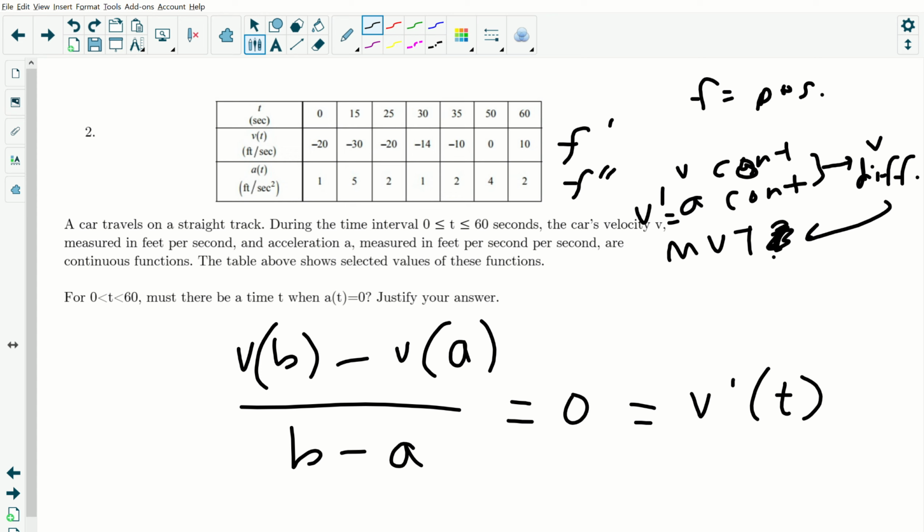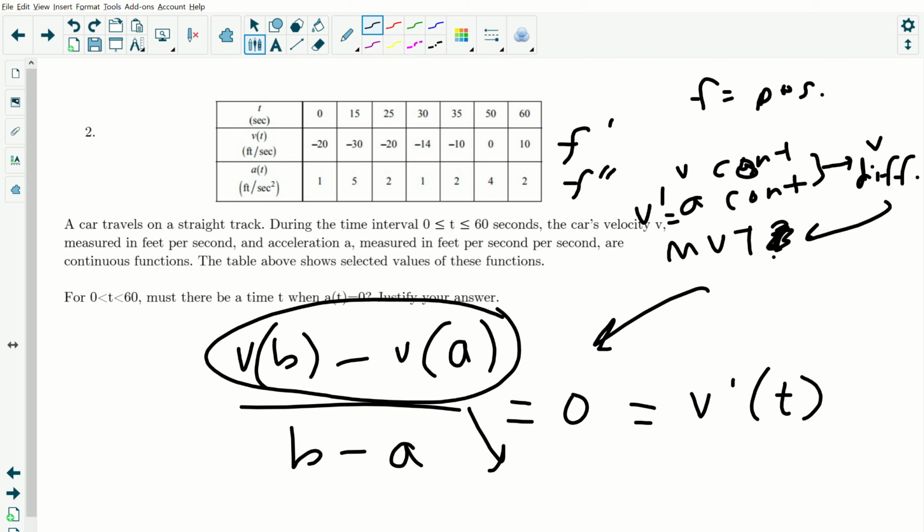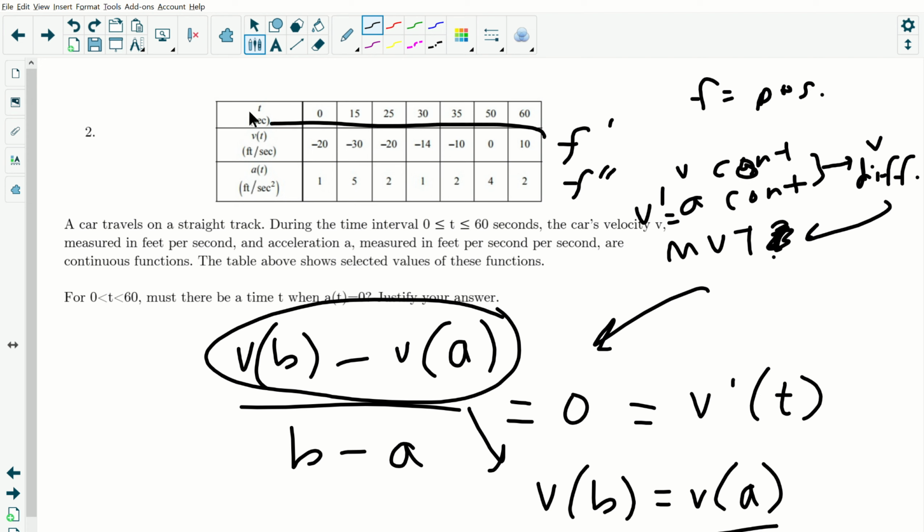And if the mean value theorem applies, then we can apply this chain of reasoning that the average rate of change must equal the instantaneous rate of change. In this case, we're wanting that average rate to equal 0. Well, this fraction is equal to 0 when the numerator is equal to 0. That then implies that the velocity at some time is equal to the velocity at some other time. Long story short, we're looking for a repeat of values in our velocity row. And sure enough, there it is.